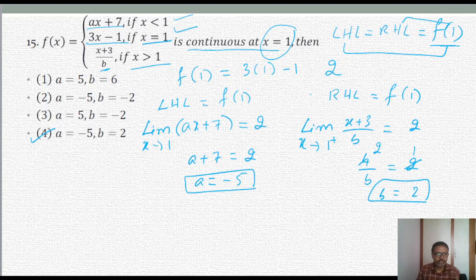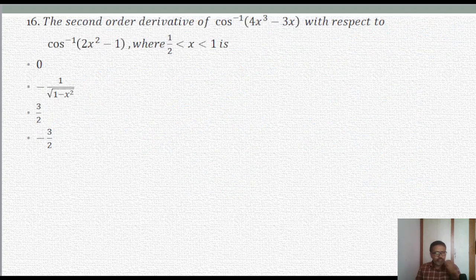Let us move on to the next one. So we are in the 16th question. A bit different question here. They are asking for the second order derivative of the function cos inverse of (4x cube minus 3x) with respect to another function cos inverse of (2x square minus 1). The condition given is x is greater than 1 by 2, less than 1.